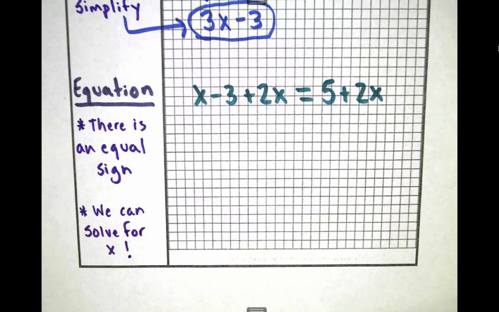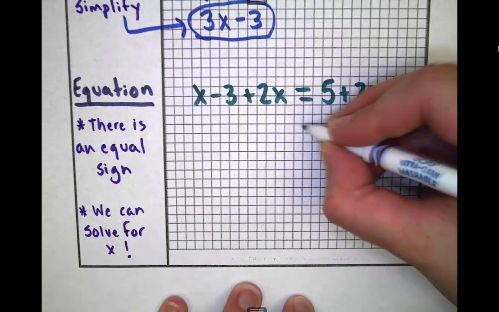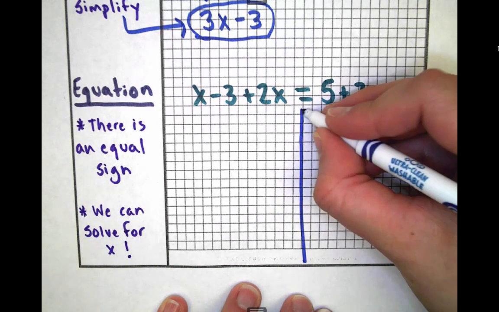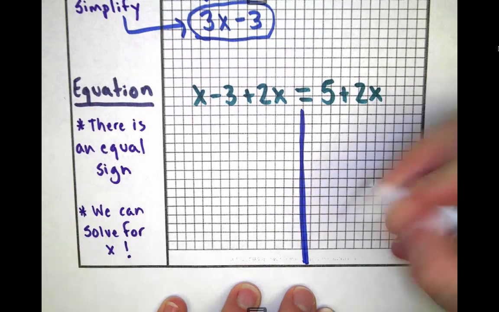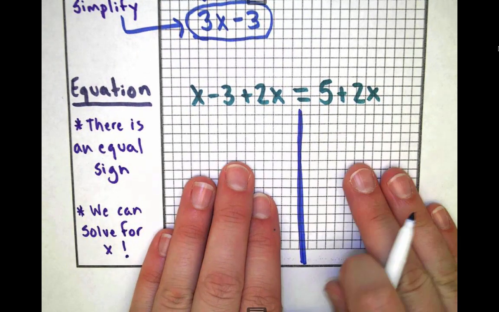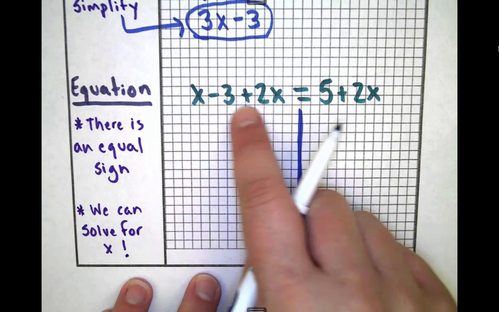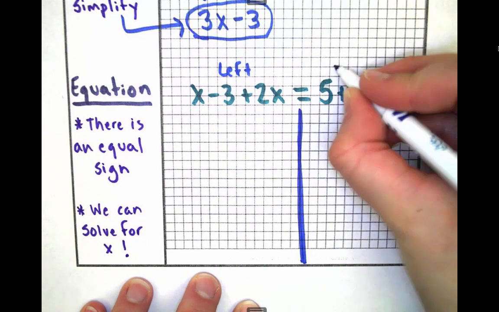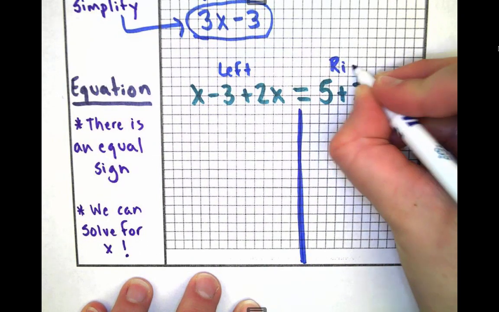So we are going to practice solving for x, and we're going to go through what those steps look like. What I like to do is go to the equal sign and draw a double line or a single line down the middle. I'm going to split this in half so that there's a left side and a right side. So x minus 3 plus 2x would be on the left, and 5 plus 2x would be on the right.